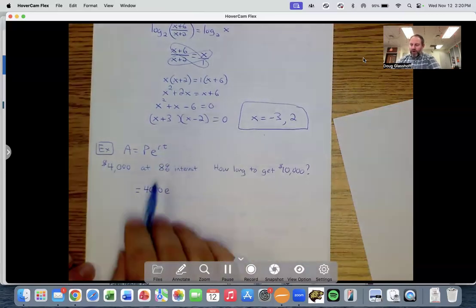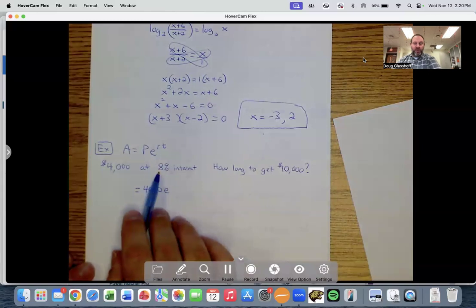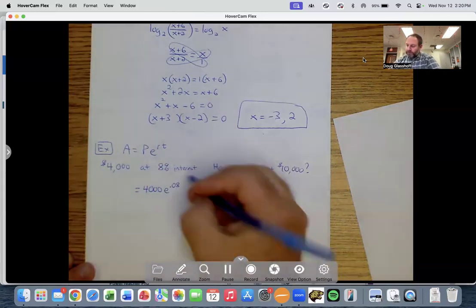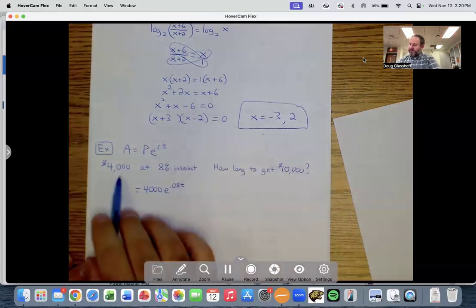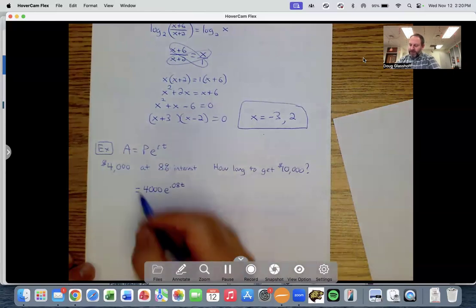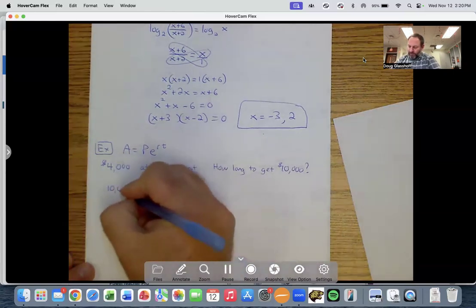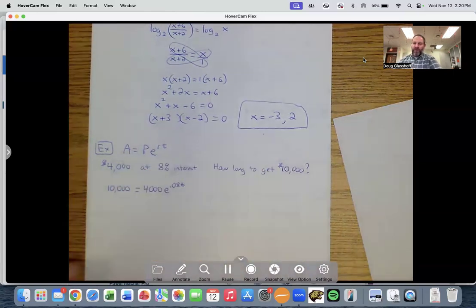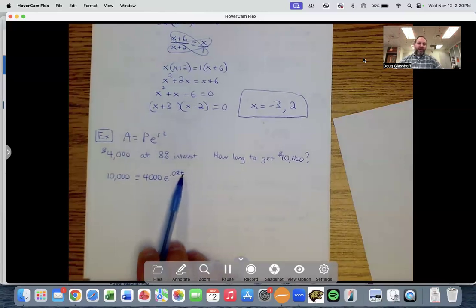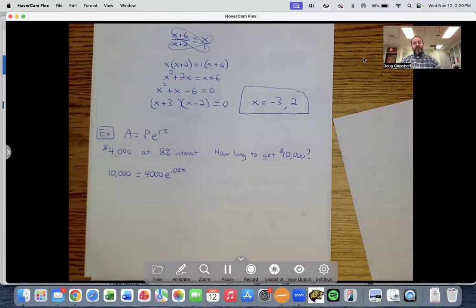E, we know our interest rate. Now it's 8%. Don't forget to change that. So that would be 0.08. We don't know the time because it says how long will it take to get to 10,000. So I know in the end, I want it to equal 10,000. I don't know how long it's going to be. So you can see here when they set up this problem, you end up with the exponent as your variable. And so we're going to solve this one like we did on those very first problems.